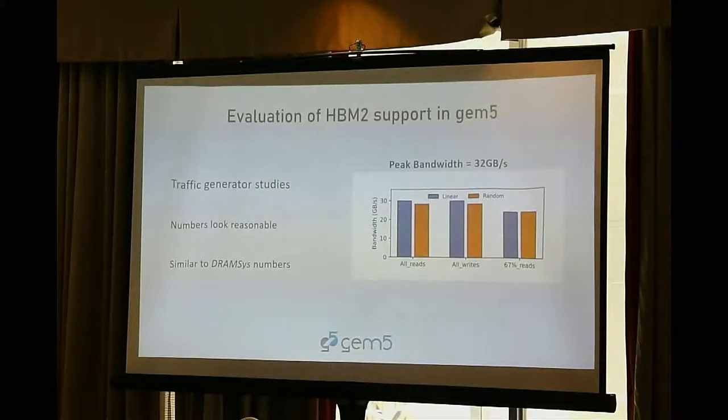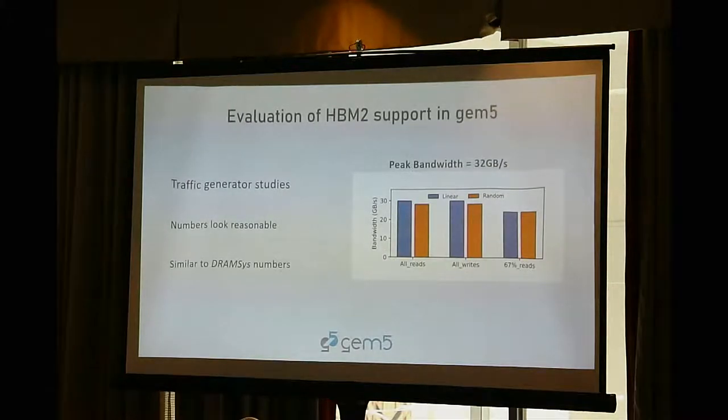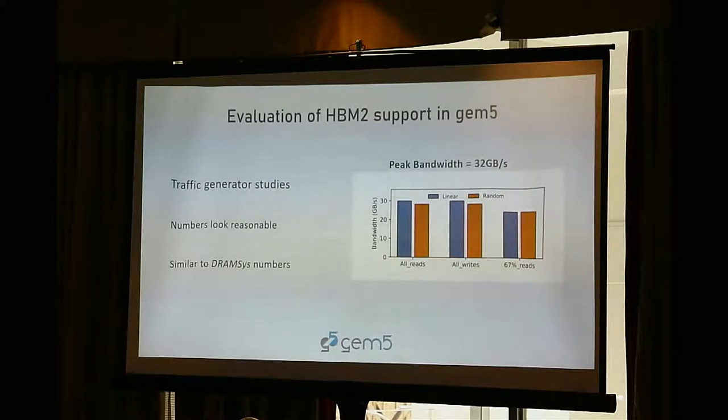And here is a very short overview of the evaluation of this new model. What I'm showing here is a generator-based experiment. In the plot, we have three different kinds of traffic patterns: all reads, all writes, or only 67% reads, and obviously the rest would be writes. And we are sending traffic either in linear fashion or random fashion. This is for a single physical channel of HBM2. As I was talking earlier, for a single physical channel the peak bandwidth is 32 gigabytes per second. As you can see, the numbers go pretty close to peak bandwidth.